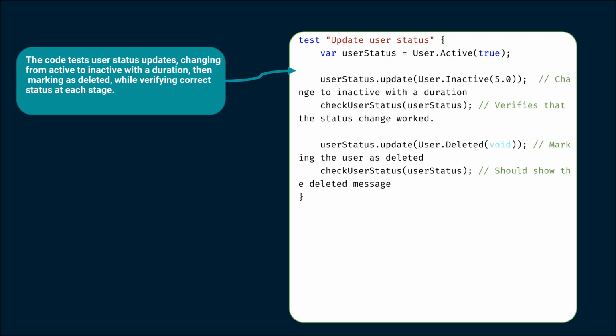This showcases how the method smoothly transitions the user's state while keeping the code clear and organized. Following this update, we utilize the checkUserStatus function to verify that the status change has taken effect, displaying relevant information about the user's current status.